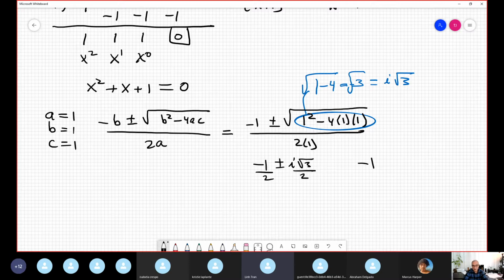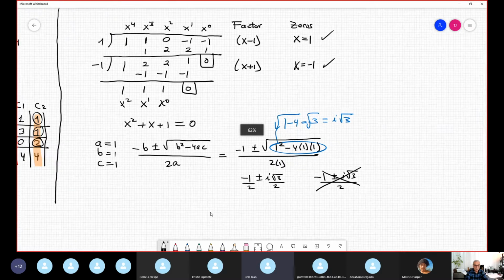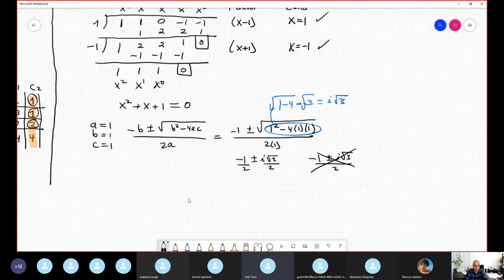Remember, you can write it like that, negative 1 plus or minus i radical 3 divided by 2, but it's no good, because the answer is complex, so you separate the real part and the imaginary part. Suppose the question says, list the zeros in the real field. Well, it's only 1 and negative 1 in this story. It's this guy.